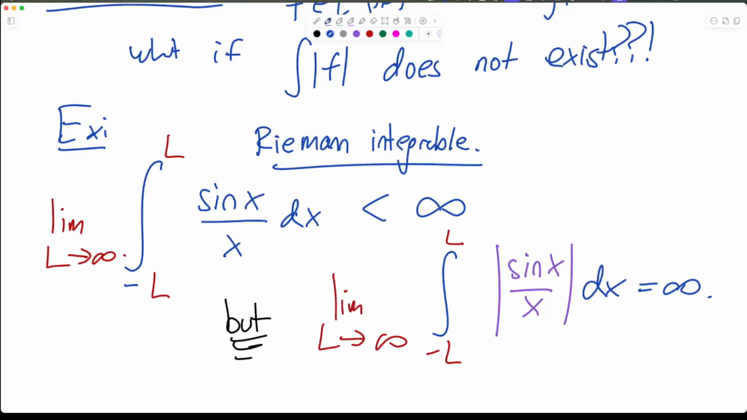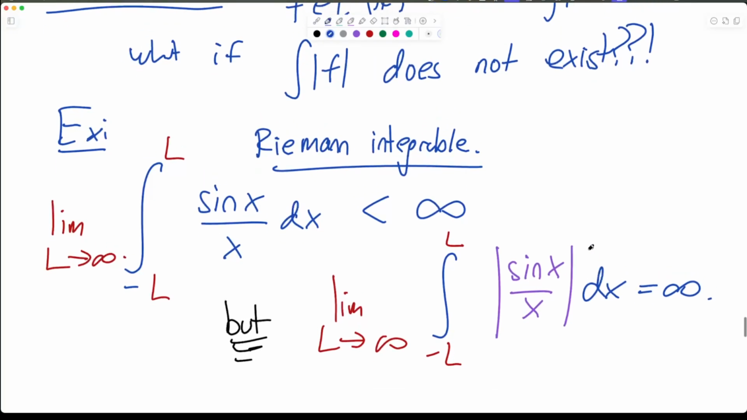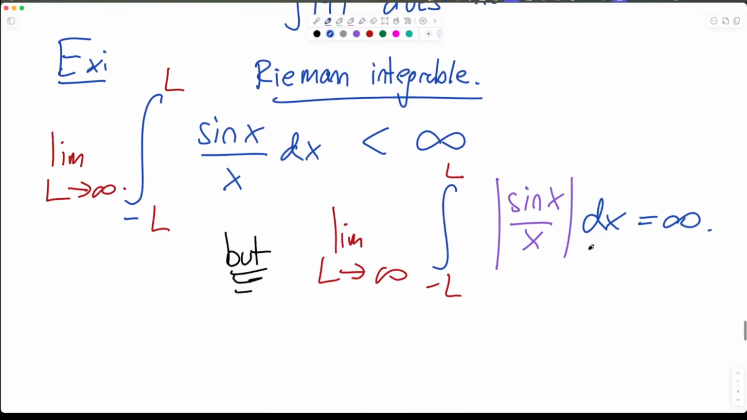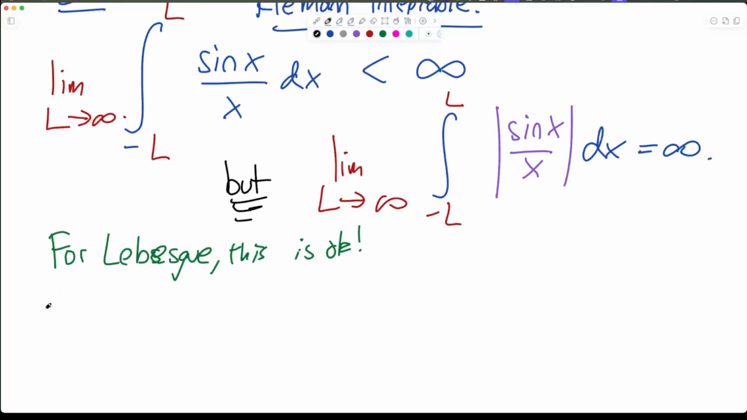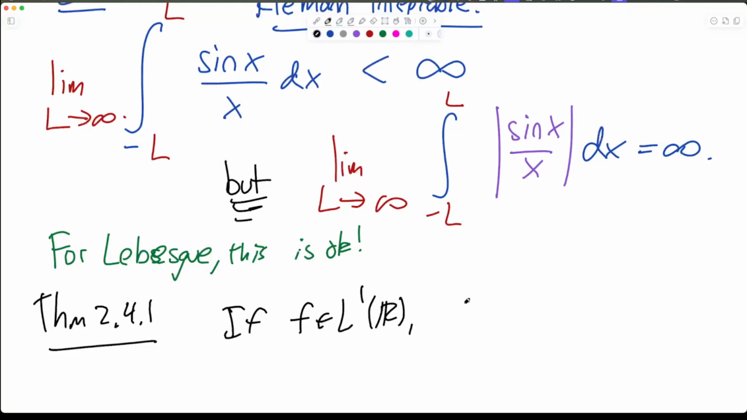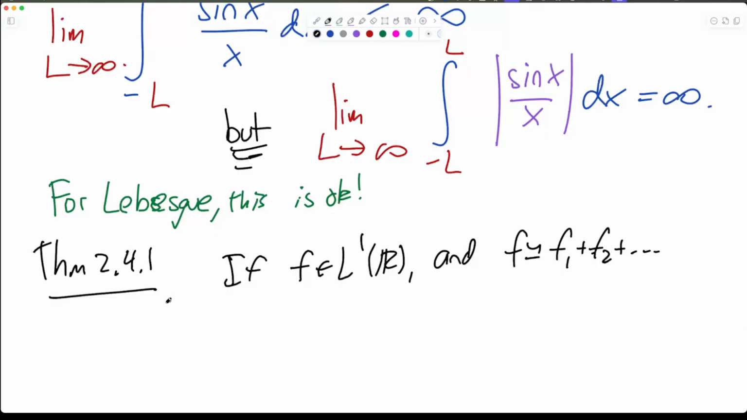This is already one nice upgrade of the Riemann integral, and it will work for Lebesgue. So for Lebesgue, we will see that this never happens. For Lebesgue, this is okay. And so the actual theorem we're going to do, theorem 2.4.1, says if f is in L1 of R and f is given by some sequence of step functions, then the absolute value of f is also in L1.